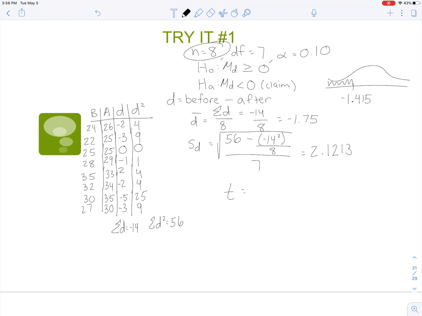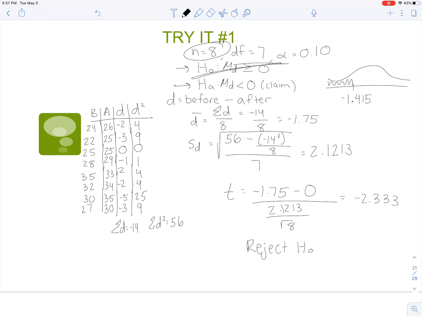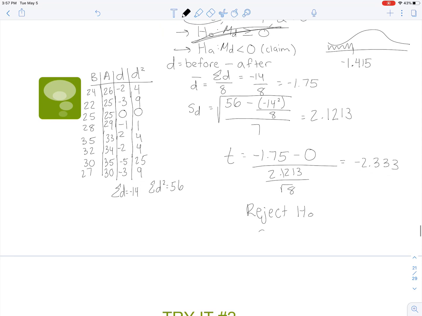So now plug it into your t. Your t is d bar minus mu sub d, which we were comparing it in both of these cases to 0, over the standard deviation over the square root of n. So looking at that, it is in my rejection region, so I would reject h sub o. Since I'm rejecting h sub o, the claim is the only thing left, so I am supporting the claim that their shoes improve your vertical jump height.